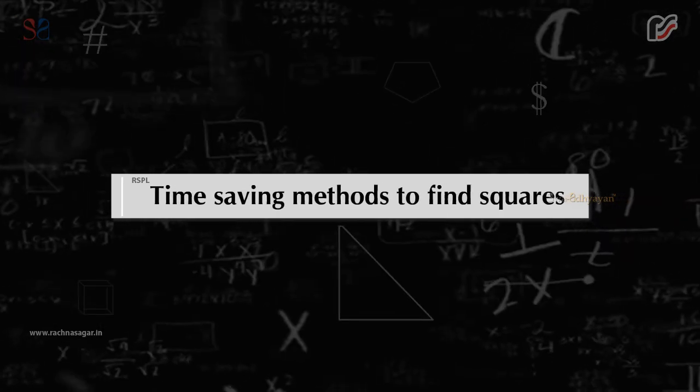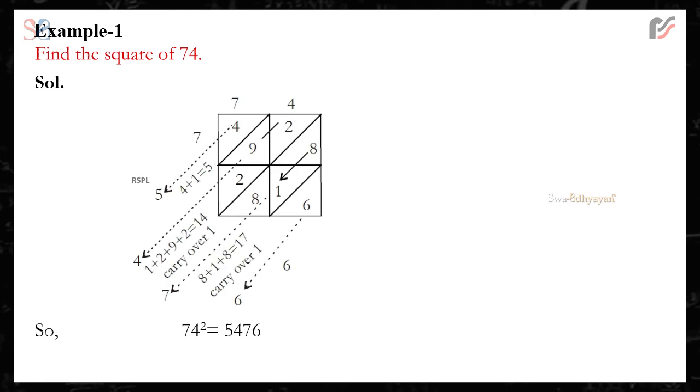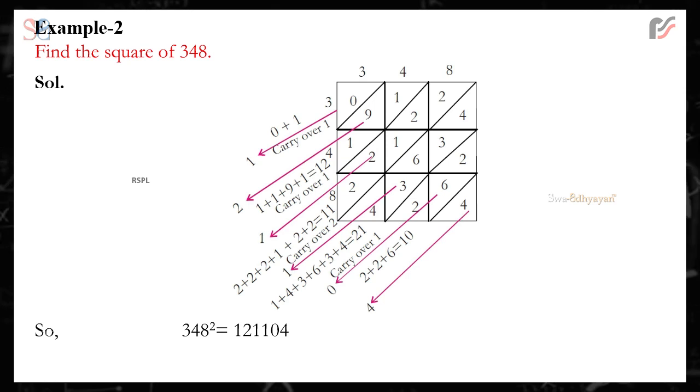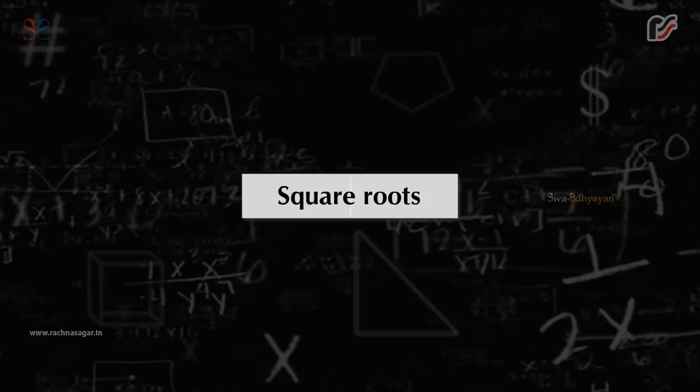Time-saving methods to find squares. Example 1. Find the square of 74. Solution. This is shown as. So, 74 square is equal to 5476. Example 2. Find the square of 348. Solution. This is shown as. So, 348 square is equal to 1,21,104.